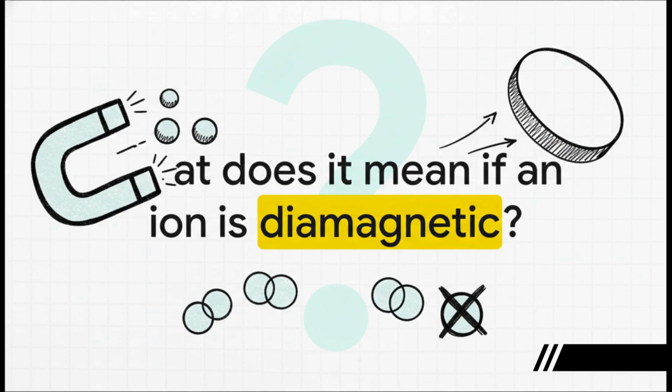It means it's repelled by a magnet. So, what does that tell you about its electrons? Go on, think about it. Got it? It means all of its electrons are paired up. There are 0 unpaired electrons.